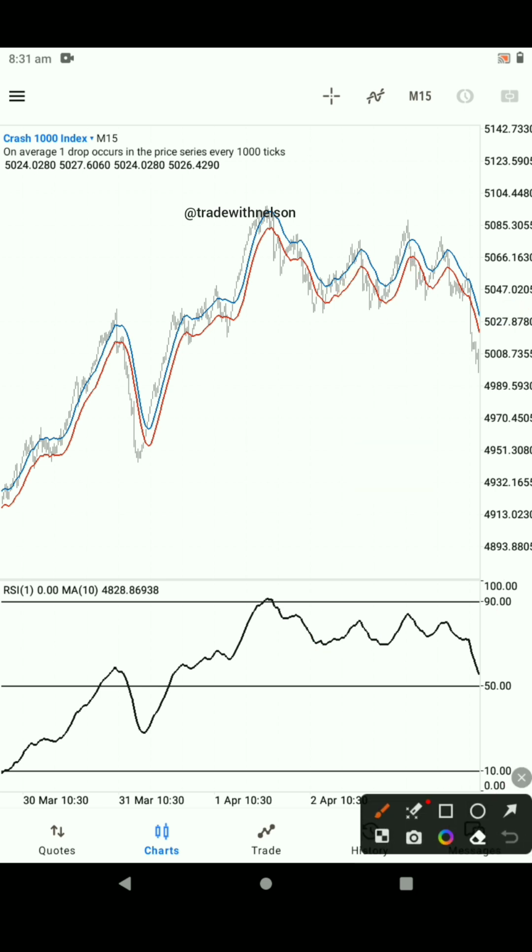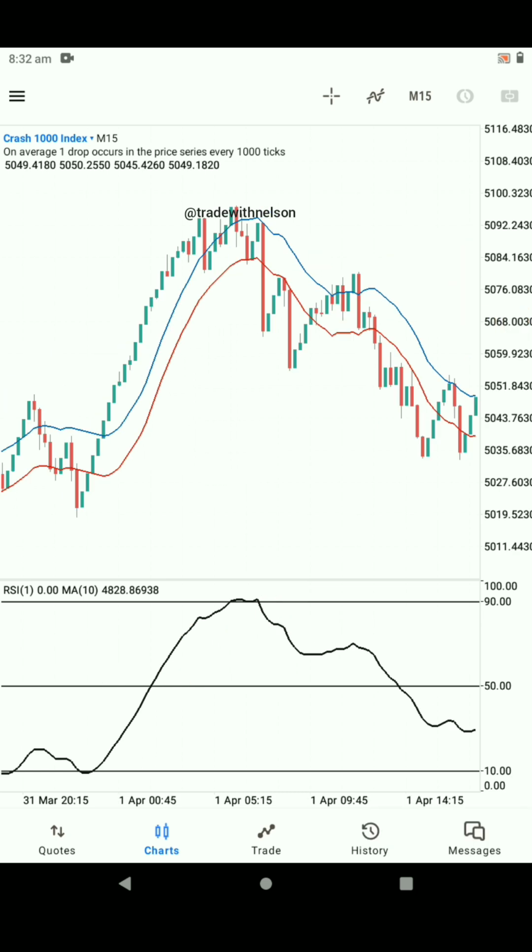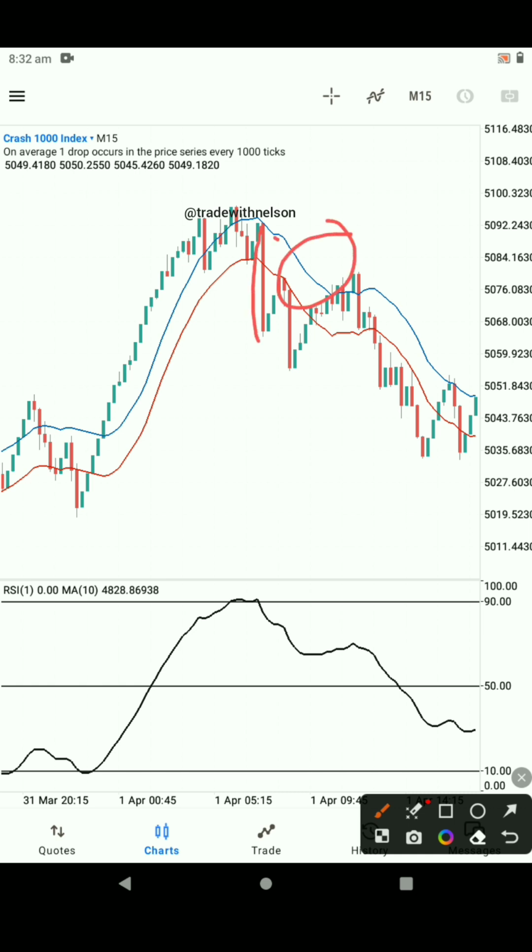So what we are looking for is we want markets to buy for a long time into an overbought region, which is the 90 level of the RSI. You can see how this moving average enters into the 90 level. So once you have that, then you wait patiently for when the market spikes down and goes below the envelopes. You will have your sell immediately.